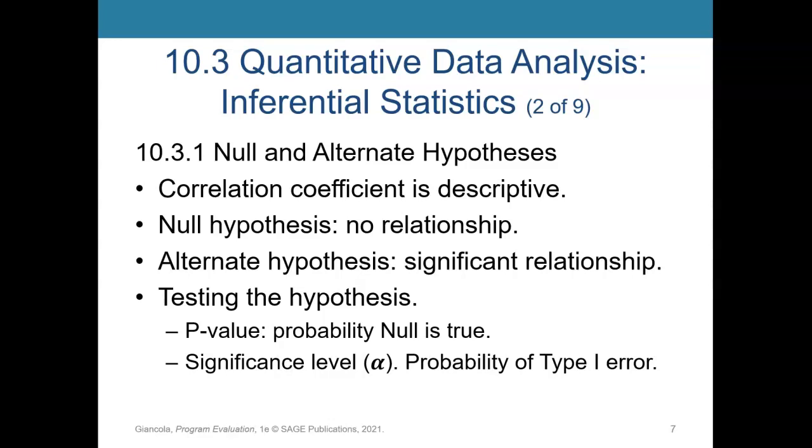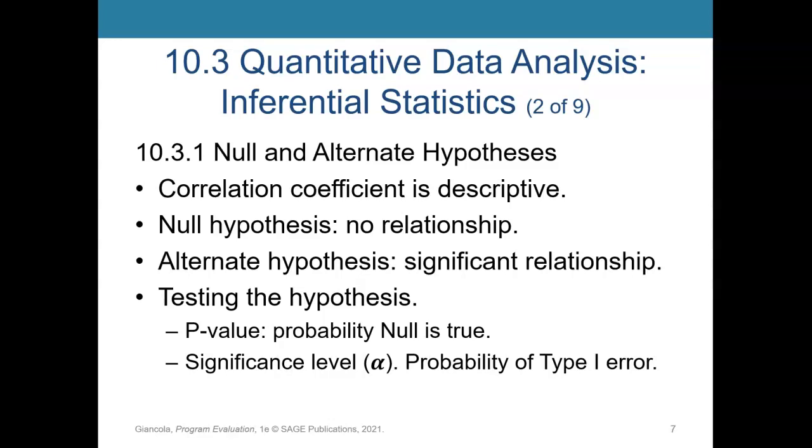I don't know, what's a good example? There's no relationship between someone's participation in our program and their reading score at the end of the program, right? If we're talking about a reading intervention in a school or something, right? So our null hypothesis is that there's no relationship. Our program didn't cause any difference in reading. Our alternative hypothesis then is that there is a significant relationship between the two, between participation in our program and an outcome. So we can test that hypothesis.